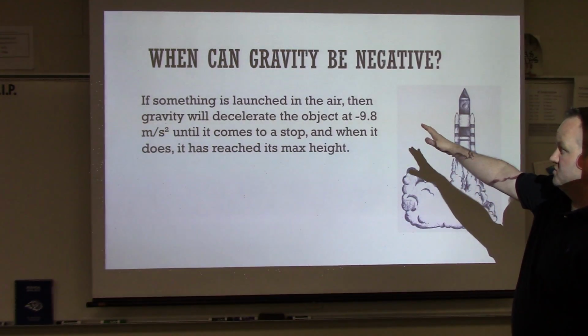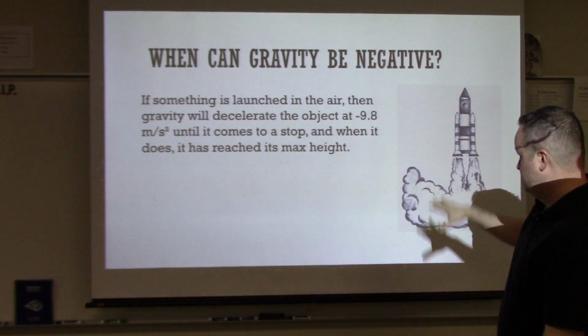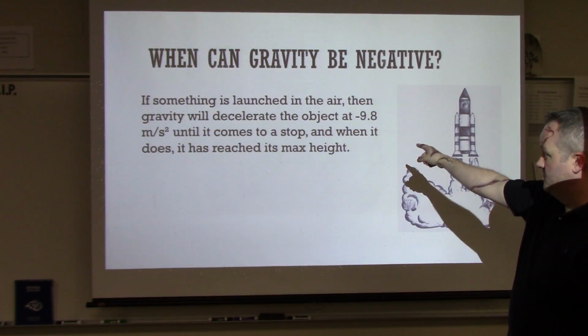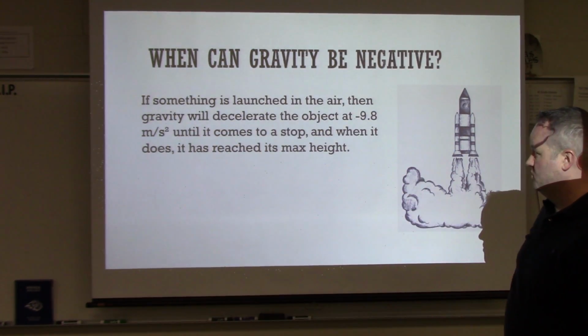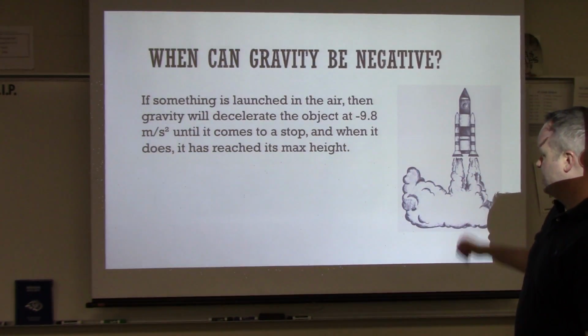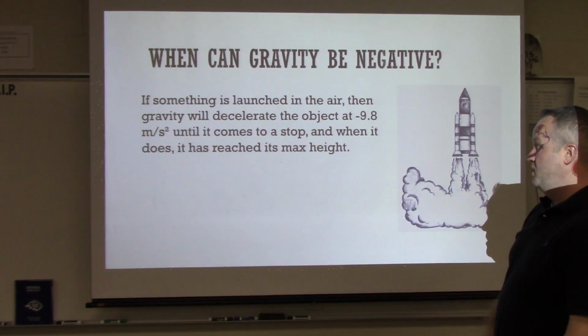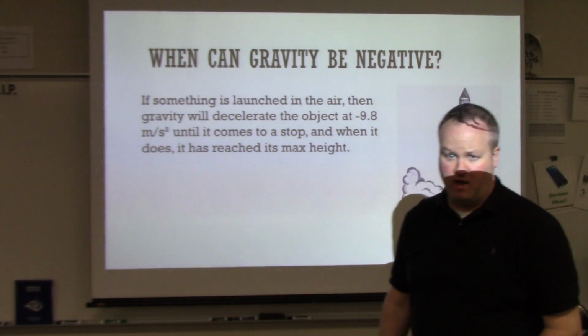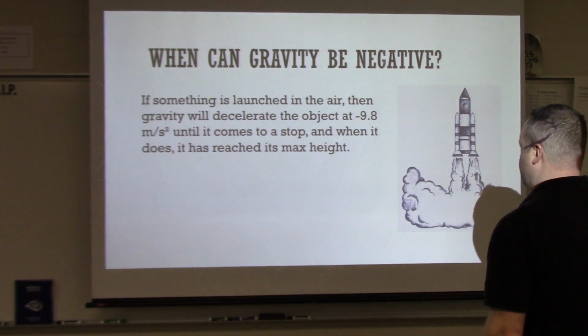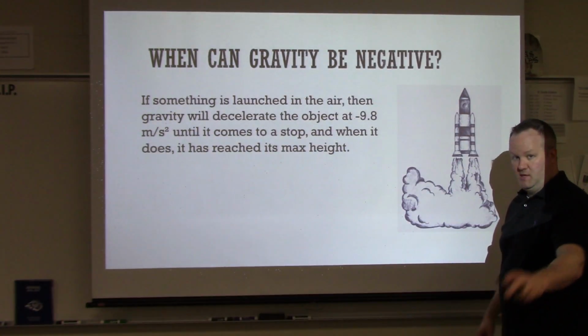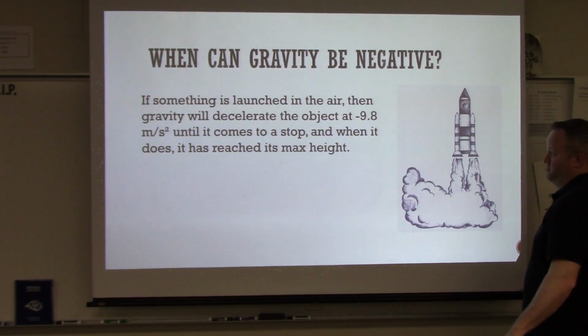You're going to have problems like this that you're going to have to solve, and this is kind of complicated. If something is launched in the air, then gravity will decelerate the object at 9.8 meters per second squared until it comes to a stop, and when it does, it has reached its maximum height. So let's look at a problem that you might have with something like that, and I'll try to keep it simple since we're starting out today.